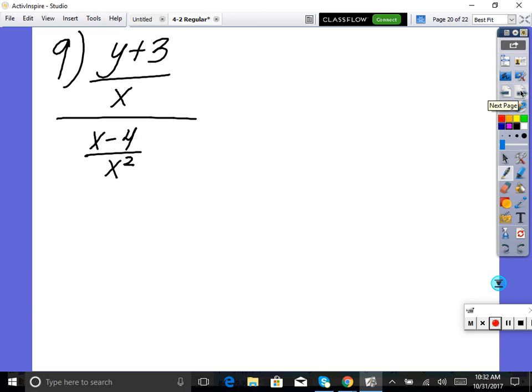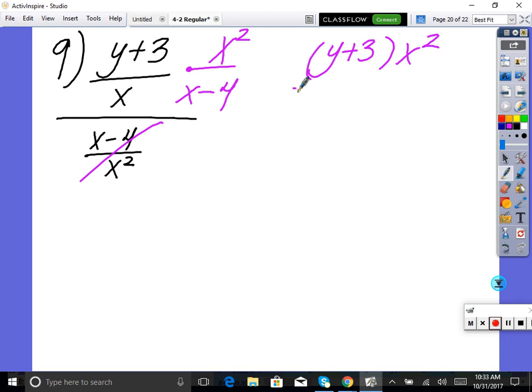A lot of people get thrown off just because it's written differently. Isn't this just division, just written differently? So dividing fractions is easy as pie. We flip the second fraction, don't we? And multiply. So we're going to go ahead and flip this one. Put x squared on top. On bottom, we're going to put x minus 4. So on top, we have y plus 3 times x squared. On bottom, we have an x times x minus 4.